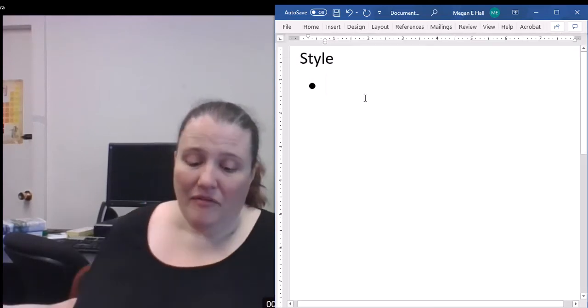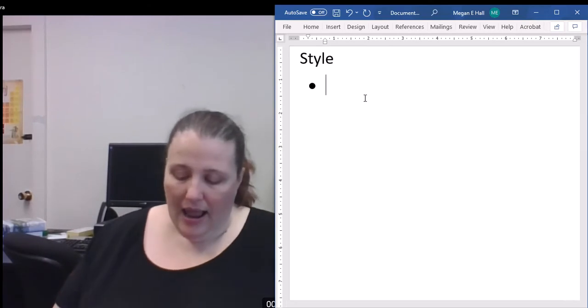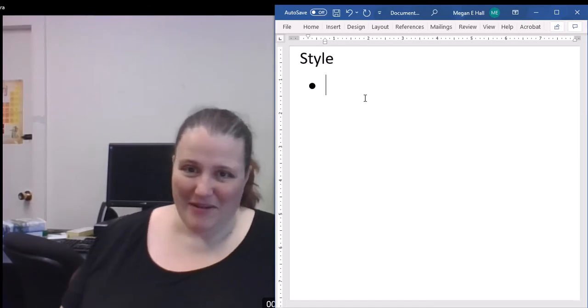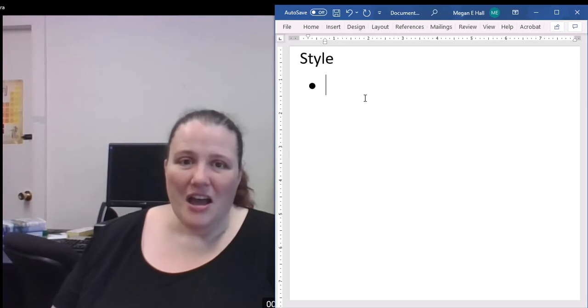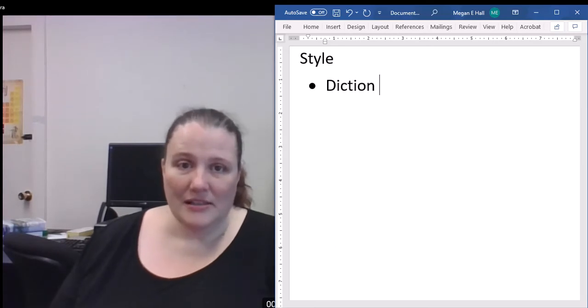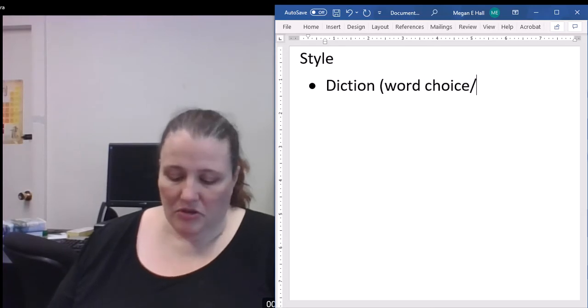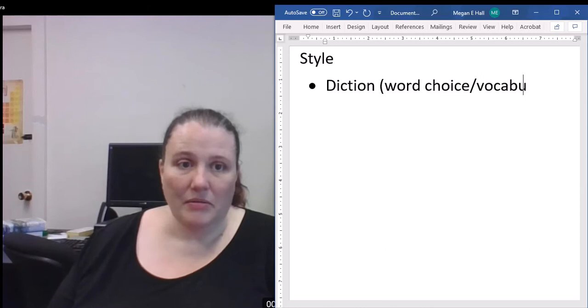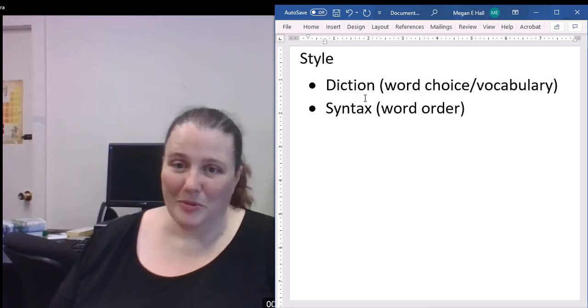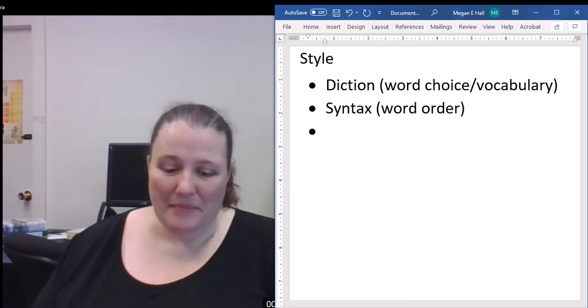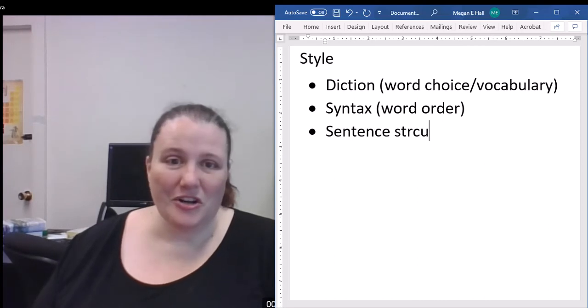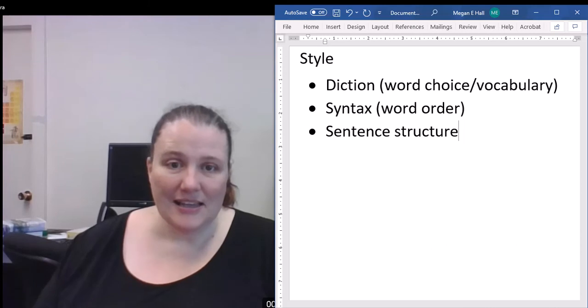A number of things. One thing to think about is diction. So this is word choice. You can think of this also as the vocabulary you're using. Another is syntax. That's the word order, how you put those words together. Sentence structure, kind of going along with syntax.